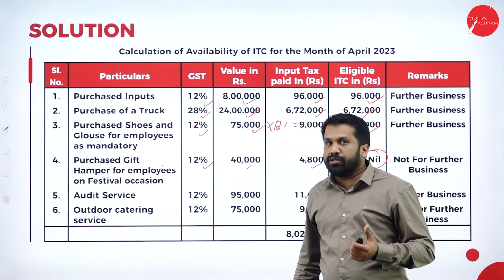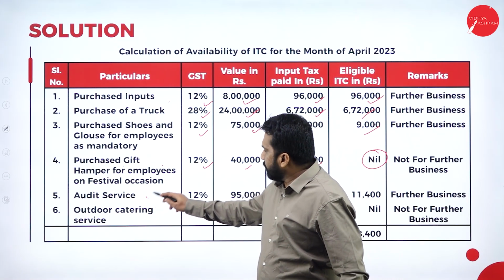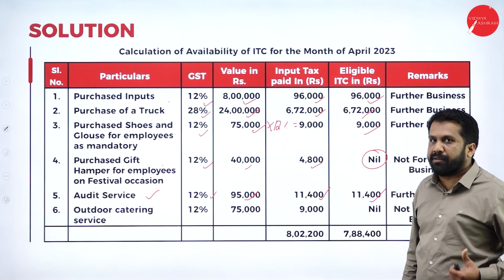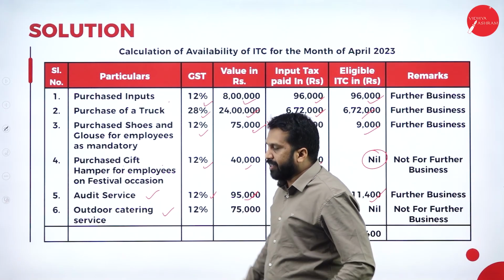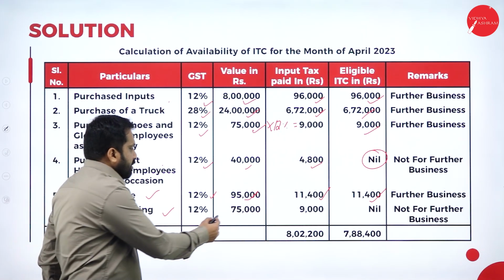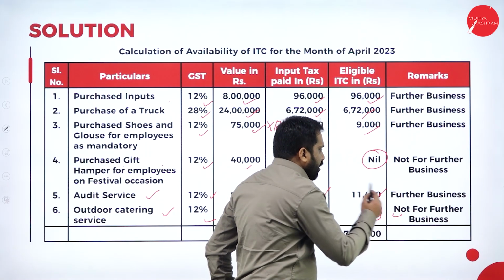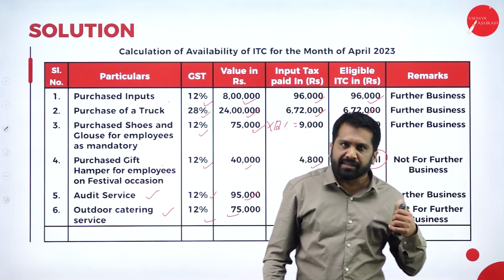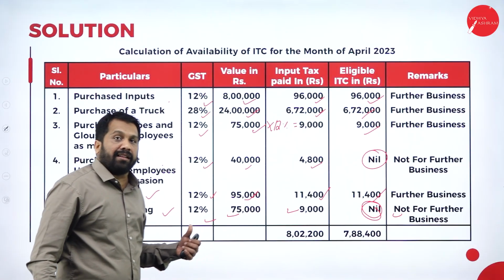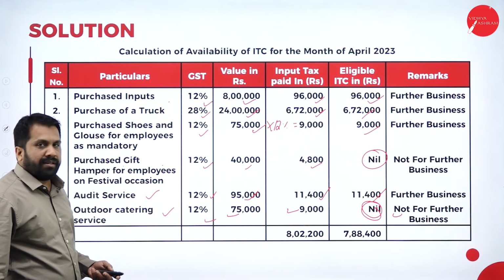If any product is used for manufacturing, then only we can use it for input tax credit. Audit service, 95,000, 12%, 11,400, completely available for input tax credit. Outdoor catering, again food service. Food service will not be part of your ITC, and 75,000 into 12% is 9,000. The calculation is nil, not eligible, not for further business. Hope you are clear. This is your calculation. You have to write all the points and calculate the percentage. If not directly related to business, don't consider for ITC.